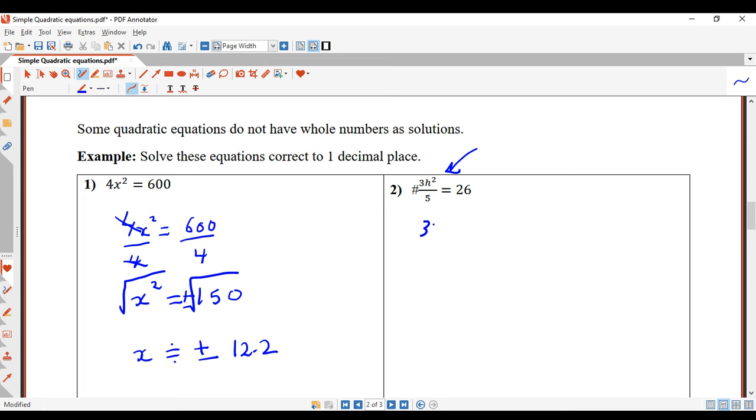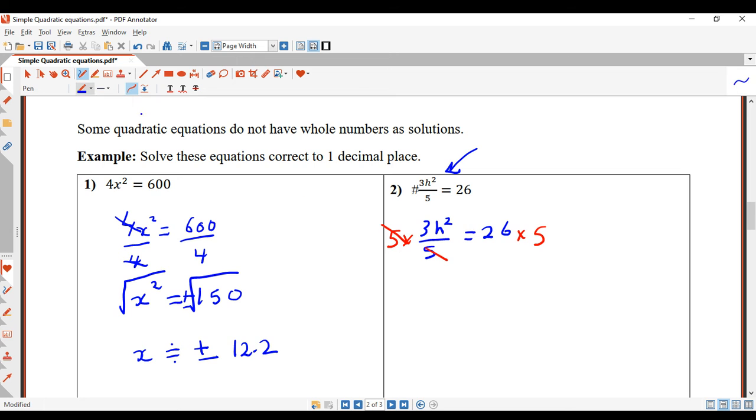Okay, so let's see how you went. So 3h squared on 5, I'm just going to write the question down again. Now I want to get rid of the fraction first. So what I'm going to do is times by 5, times by 5, that cancels.